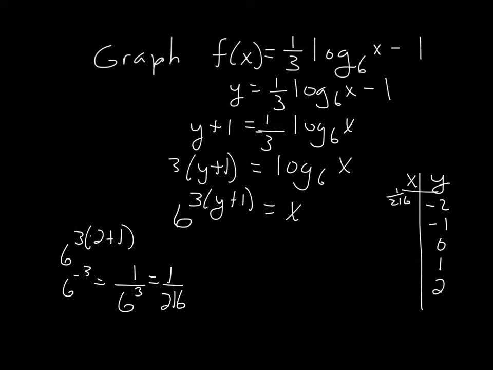The next one should be a lot better though. So the next one we have 6 to the 3 times negative 1 plus 1. And that kind of changes everything because now you basically have 0 right here. And then 0 times 3 is still 0. So this is 6 to the 0, which is 1.